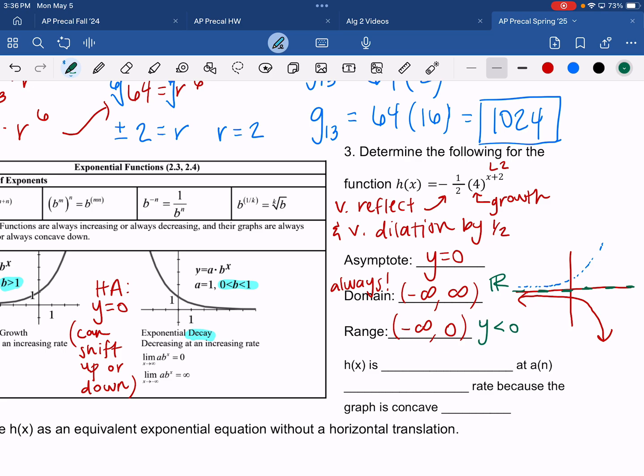Is this graph decreasing at a decreasing rate? Ooh, yes. How do you know?